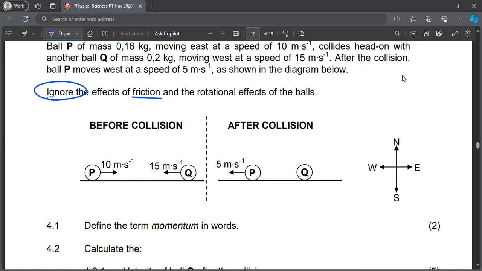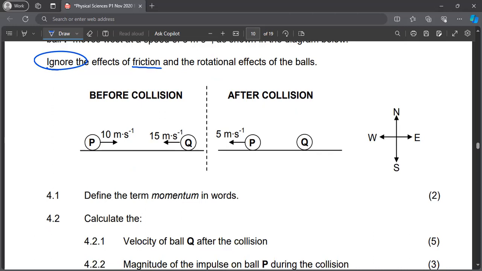If we ask you to ignore friction, we are actually telling you that this is an isolated system. Fine. The first question says, define the term momentum. Well, you can do that. The next one says, calculate the velocity of the ball Q after the collision. And I want you to realize the question said velocity, not the magnitude of velocity. So we want the vector nature of velocity, both magnitude and direction.